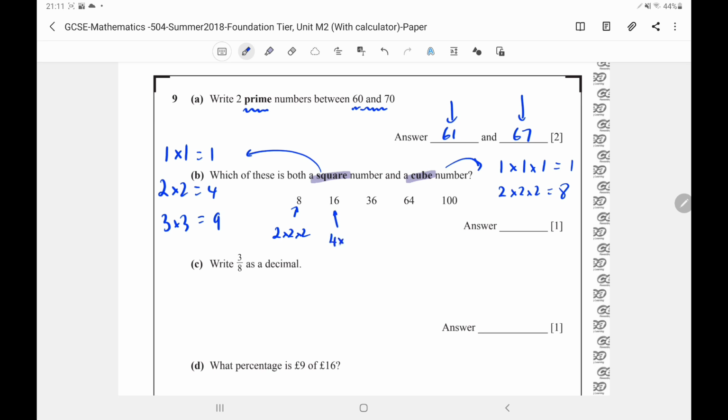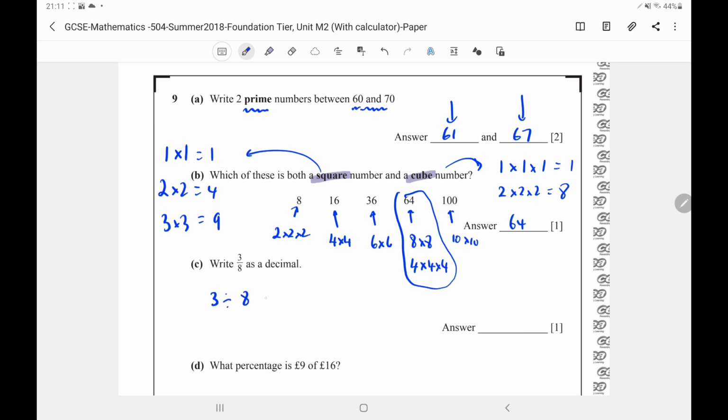16, that's 4 by 4. 36 is 6 by 6. 64 is 8 by 8. That's also 4 by 4 by 4. And 100 is 10 by 10. So the one that is both a square and a cube number is 64.